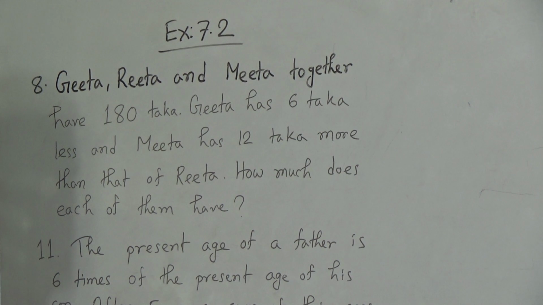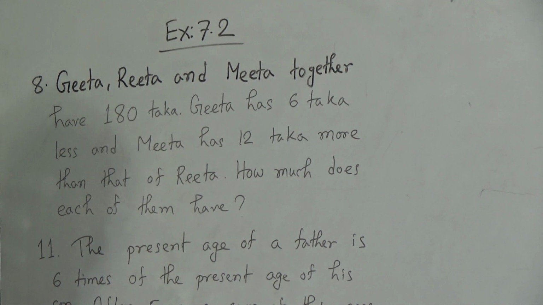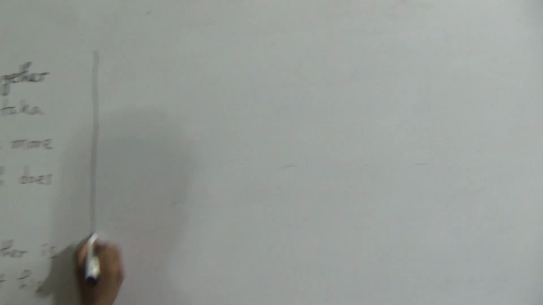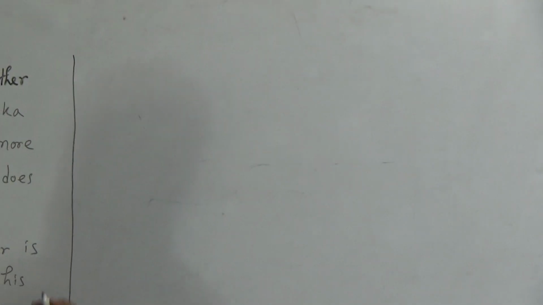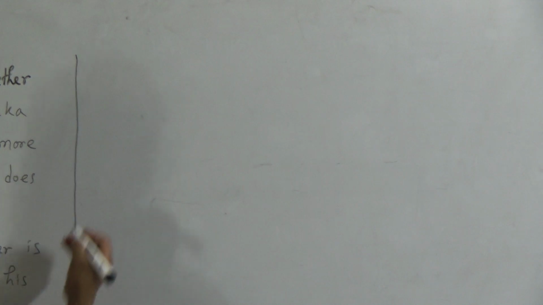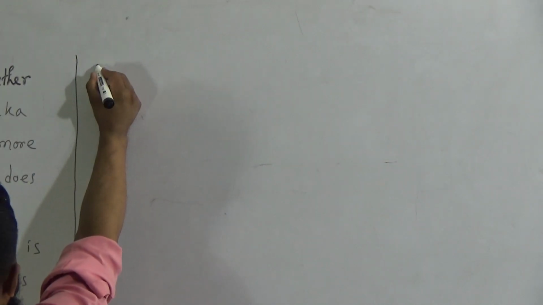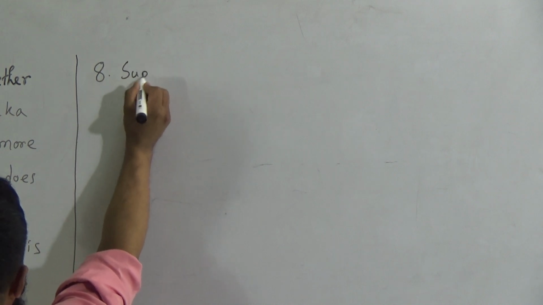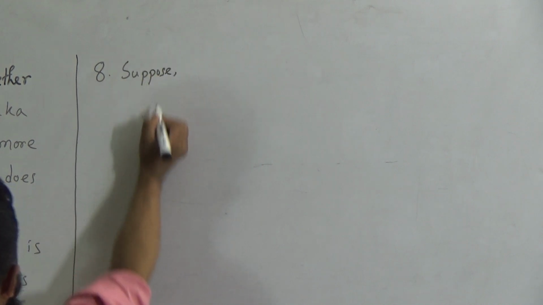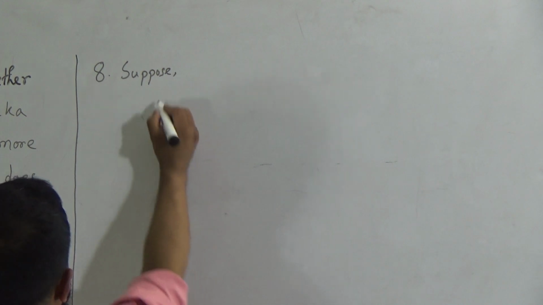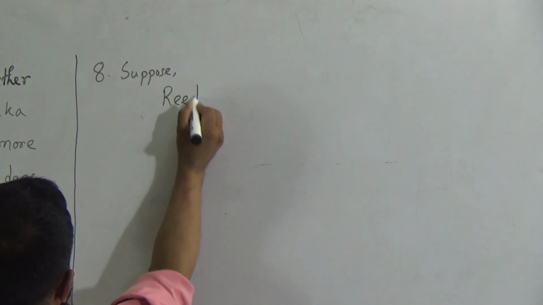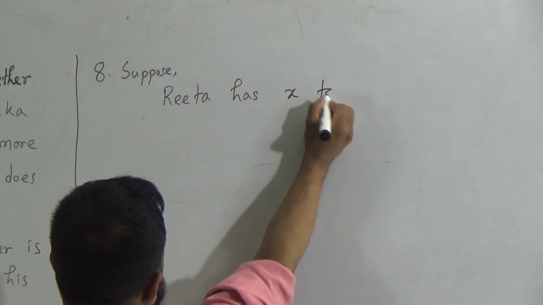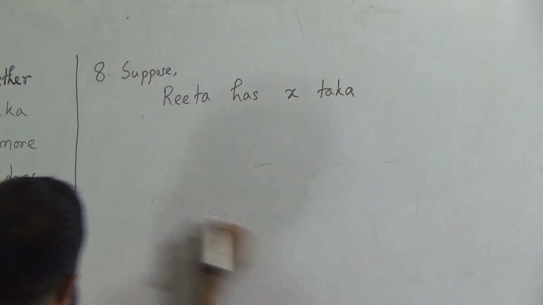So we will assume at first Rita has, suppose, x taka. Then we can calculate the amount of money Geeta and Mita have. Okay. Now, my dear students, its solution of 8. Suppose Rita has x taka. Okay. Rita has x taka.